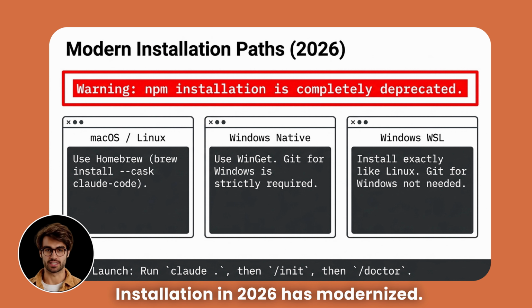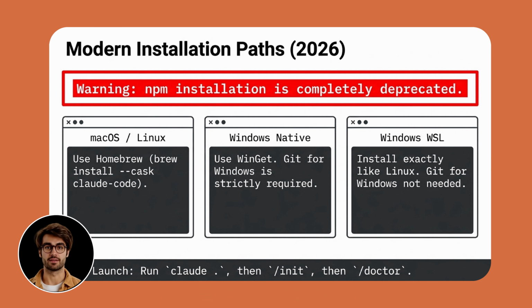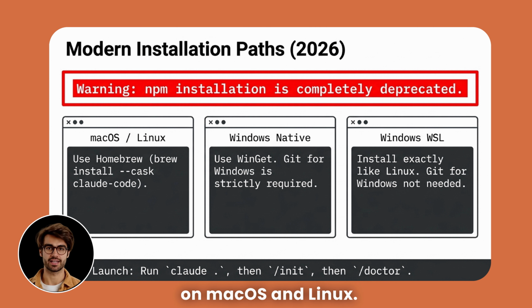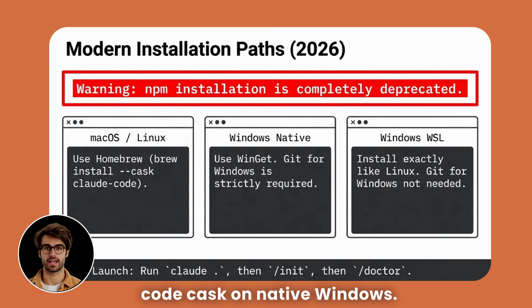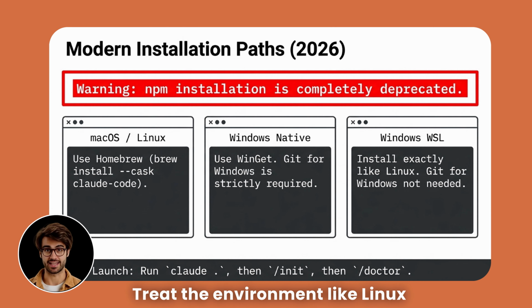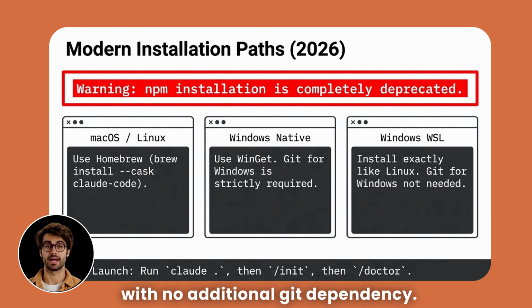Installation in 2026 has modernized. NPM installs are fully deprecated. On macOS and Linux, use Homebrew with the Claude Code cask. On native Windows, install via WinGet with Git for Windows required. Under Windows WSL, treat the environment like Linux, with no additional Git dependency.